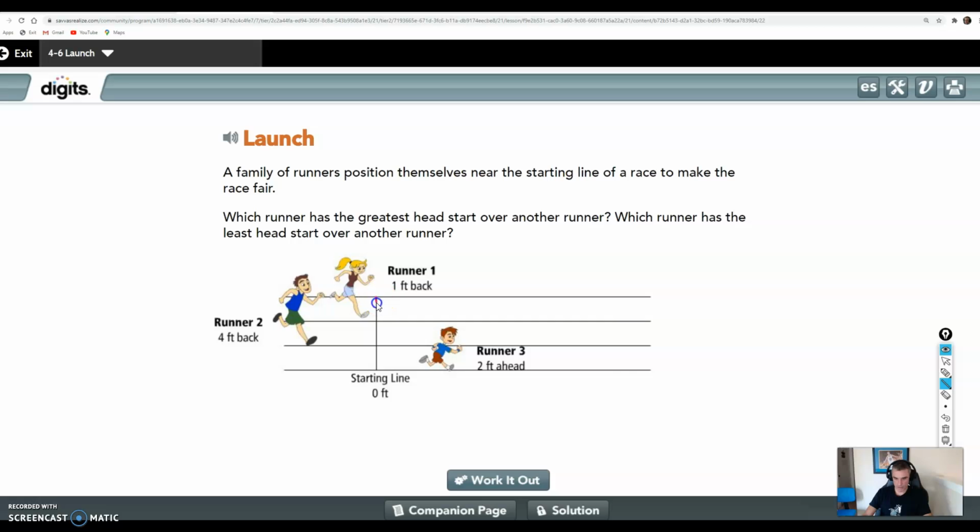So here's our starting line right here. And notice that they say the starting line is at 0 feet. And it says, which runner has the greatest head start over another runner? All right, let's start with that. Well, we got little Junior here out in front, and it says he's 2 feet ahead. So the distance from the starting line to Junior is 2 feet.